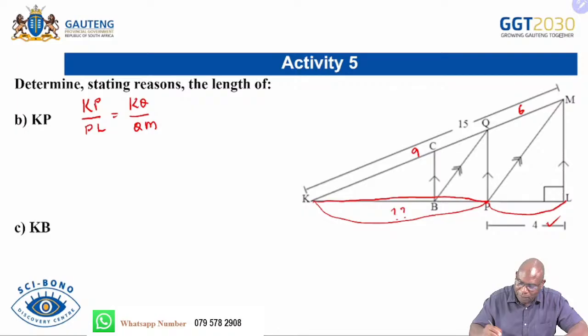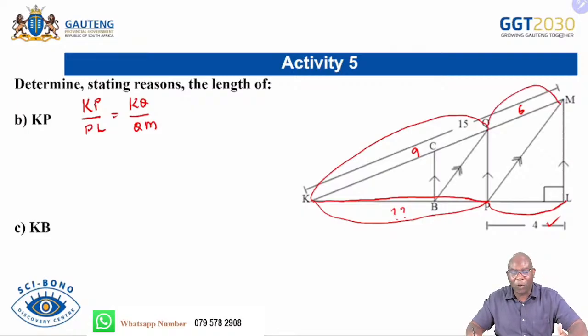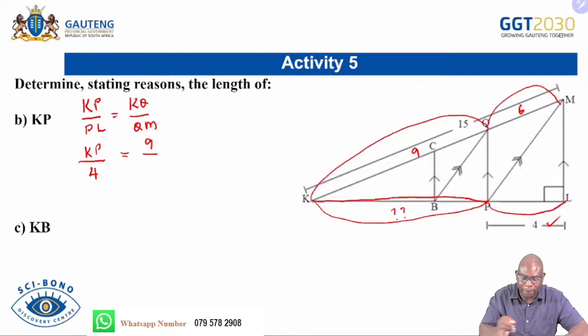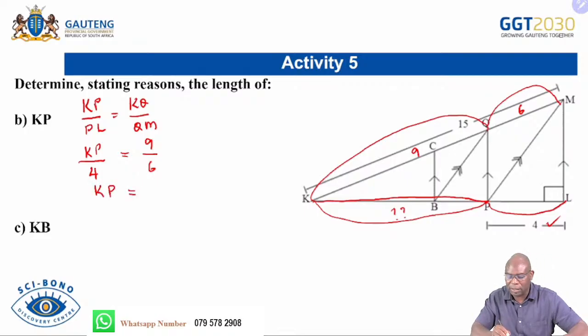So the other proportion will be the whole of KQ over QM. Now I know I have all those values. So the only value that I don't have is KP. So how am I going to get KP? I'm going to write down now KP over, what is my PL? 4. What is KQ? It's 9. What is my QM? It's 6. So KP, if I cross multiply all this, 4 times 9 is 36. 36 divided by 6 is 6, so I'll have 6 units.